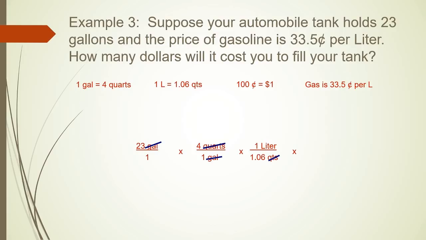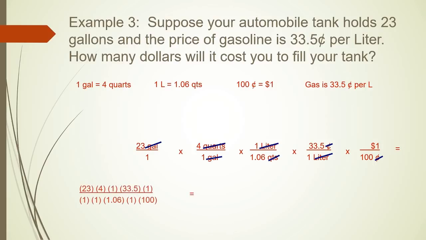Well, I know that the price of gas for every liter is 33.5 cents. But I got to go to dollars. It's not good enough just to go to money. So I need to do one last conversion. That's 33.5 cents is going to be converted by $1 over 100 cents. And now the cents are gone, and I'm left with the unit I want, which in this case is dollars. You multiply the top, you multiply the bottom, and you end up simplifying out to $29.08.